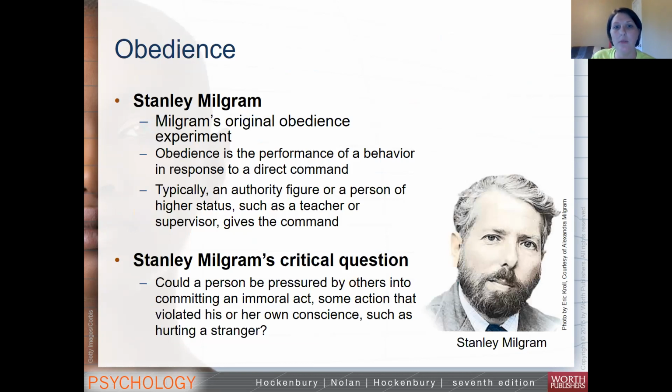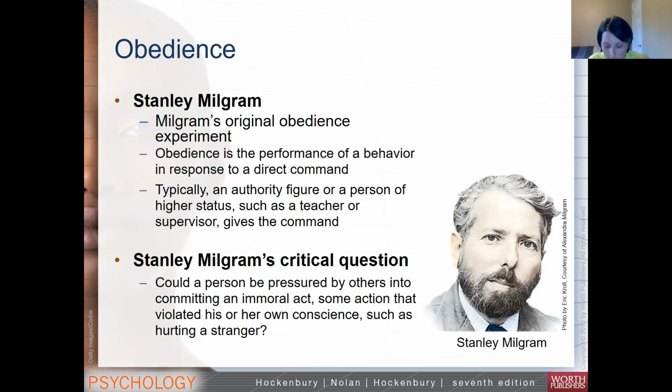If somebody has a higher status than you, like a supervisor, and gives you a command, you're going to do it because you don't want to get in trouble. You don't want to rock the boat, or because we're taught from infancy to obey a higher authority figure, for example your parents or grandparents, or a policeman, or a teacher, or a preacher, or somebody that has higher status than you.